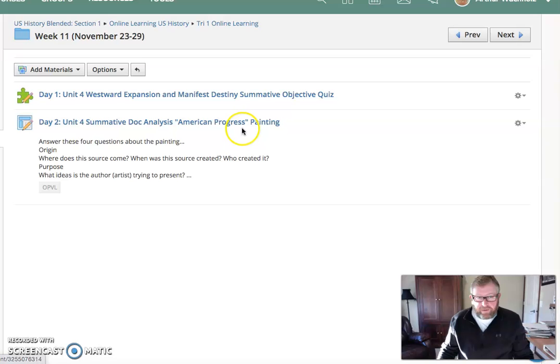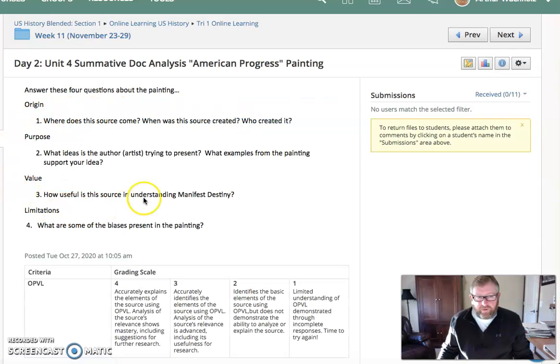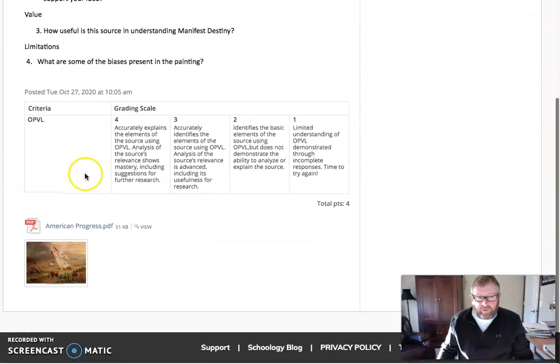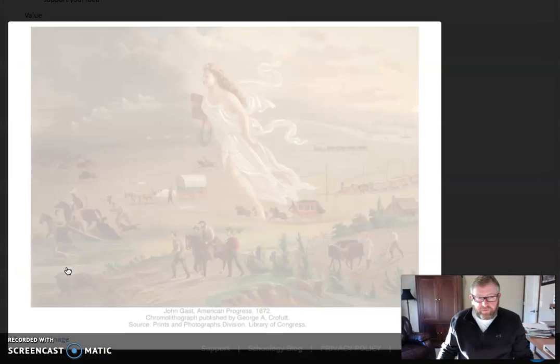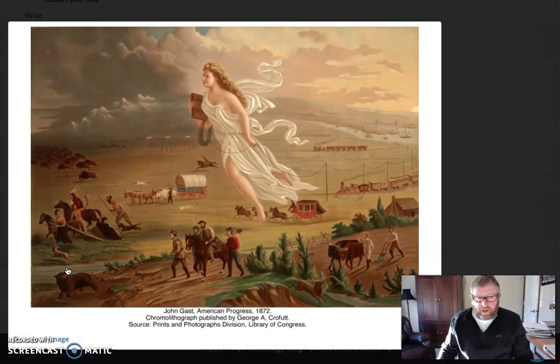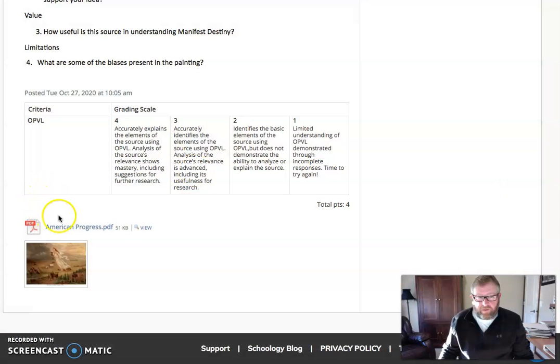This assignment is also a summative. This is focused on the OPVL process. Just to kind of show you what this looks like, you are answering these four questions as it relates to this image. We talked a little bit about the idea of the use of imagery and how this is used to kind of define American culture during this time period, and that this is something that we can kind of use to define the relationship between what it meant to be an American, nationalism, and American culture.